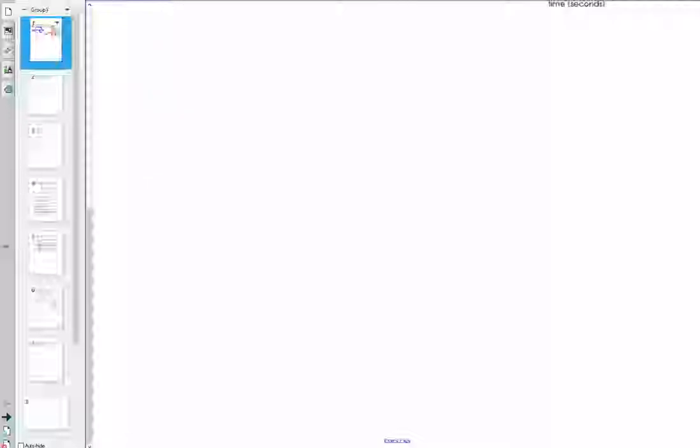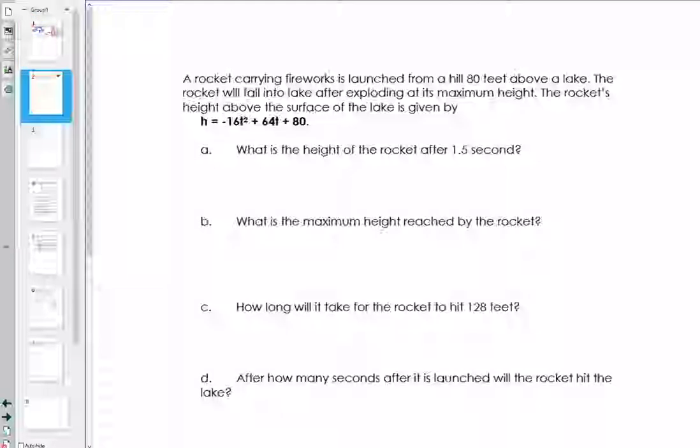Is that all there is on the first page? Oh, okay, cool. I have it here.